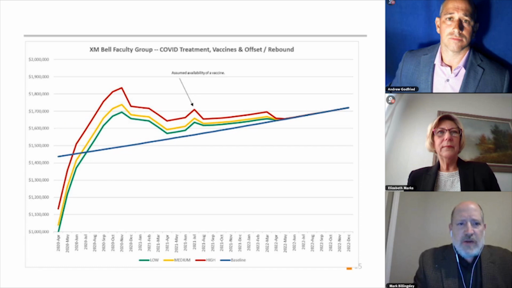Combining these together, you can see a very uneven pattern of costs over the next couple years. This is obviously based on a lot of assumptions, and the impact on any particular plan may vary, but we are going to see some very unusual patterns in medical claim costs over the next few years.